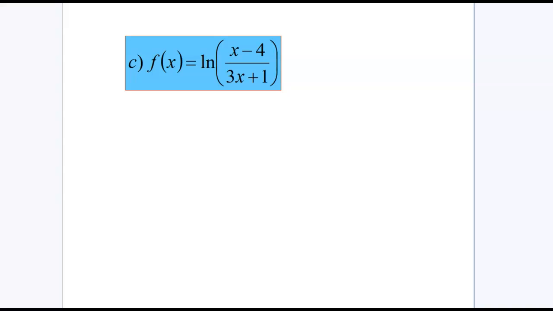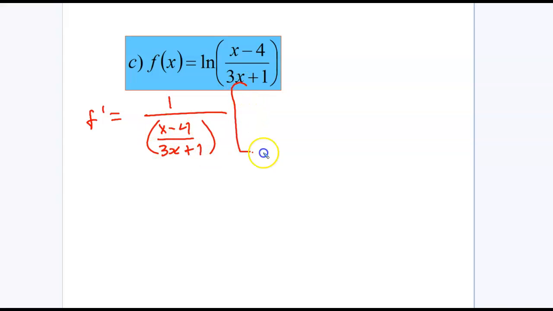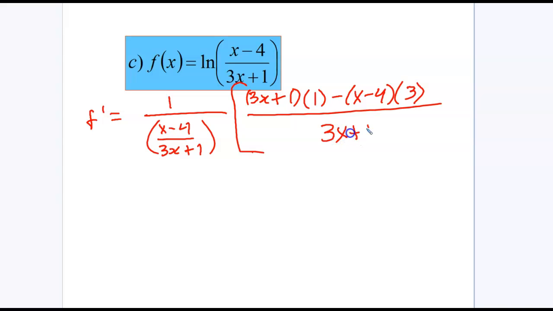Okay, in the next example, I have a logarithm of a quotient. So again, to figure out the derivative, it's going to be 1 over the function inside. And then I must multiply it by the derivative of the function inside, which is the quotient rule. So it's going to be the denominator, which is 3x plus 1, times the derivative of the numerator, which is 1, minus the numerator, times the derivative of the denominator, all over the denominator squared. And that question would get you 4 marks. 1, 2, 3, 4. And now you get a couple of marks for simplifying.